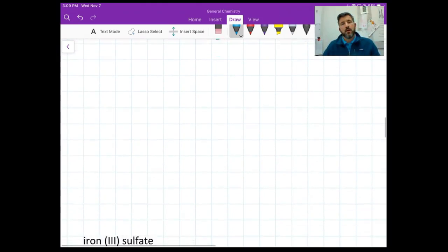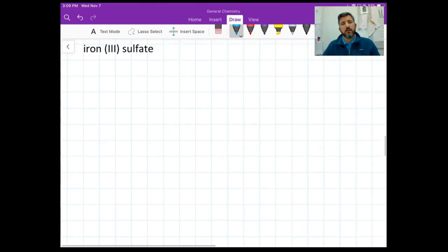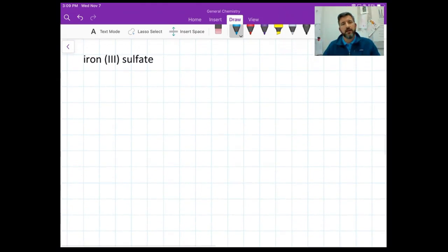Okay. Let's try something with a polyatomic ion. So I'm going to encourage you, get your flashcards out, go through, study these. You have to know them all. You have to know all 20 of them. In this case, the polyatomic ion I'm talking about is sulfate. So go ahead and see if you can come up with a formula.